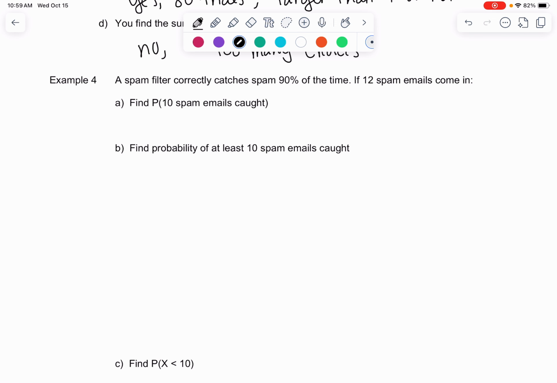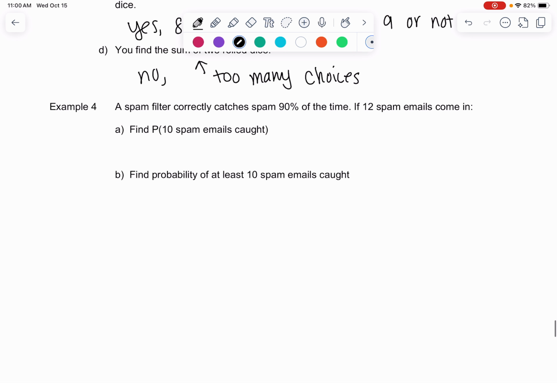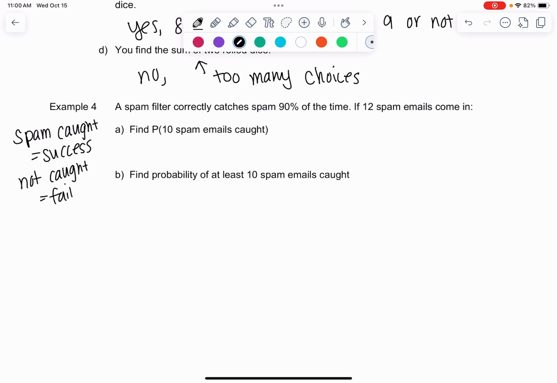All right, now we're back for example 4 in section 5.5. Let's do a full binomial example so we can kind of make sense of that scary looking formula. So a spam filter is binomial because it's spam or not, and then in a weird way, spam is my success because we want to catch it. So spam caught would be my success, not caught would be a failure. So those are my two choices, and then we're repeating it 12 times.